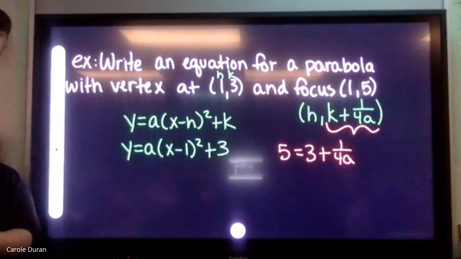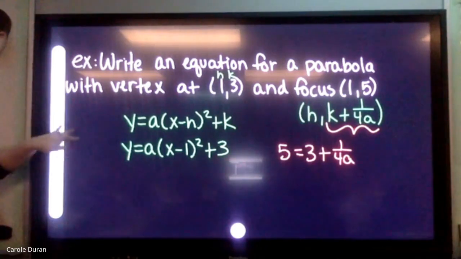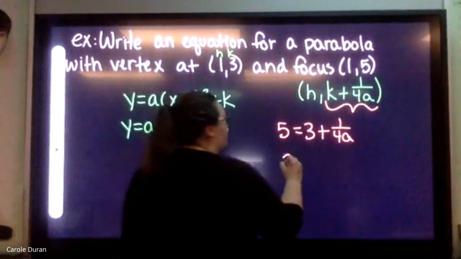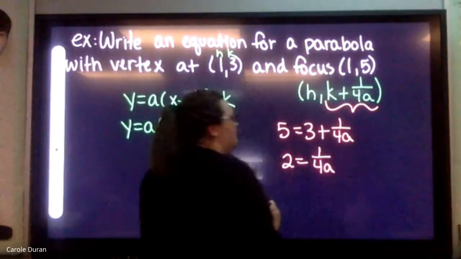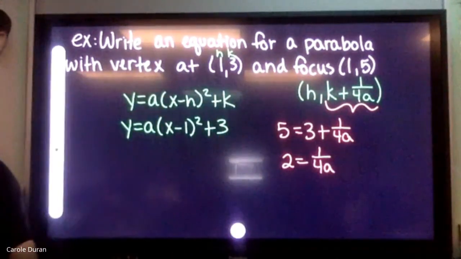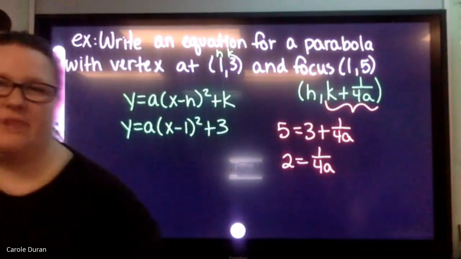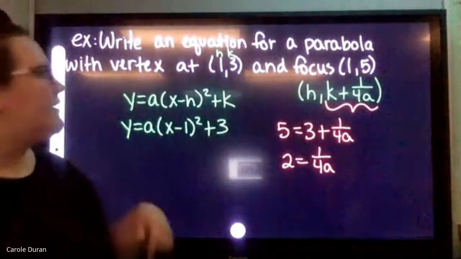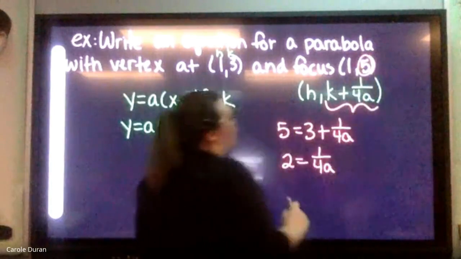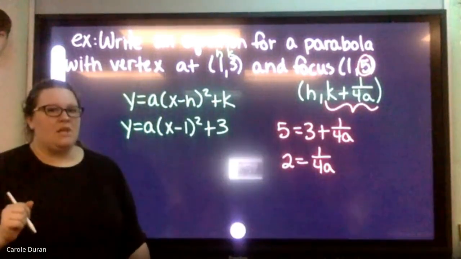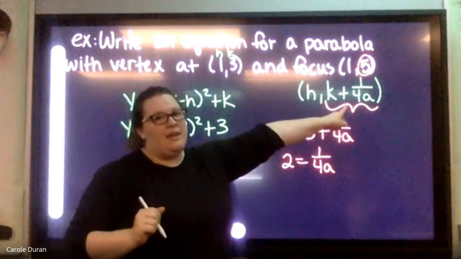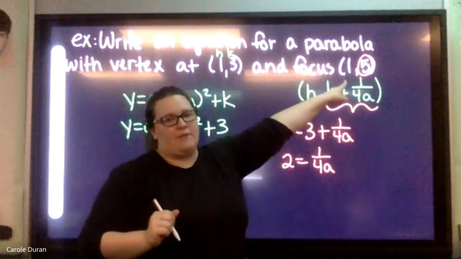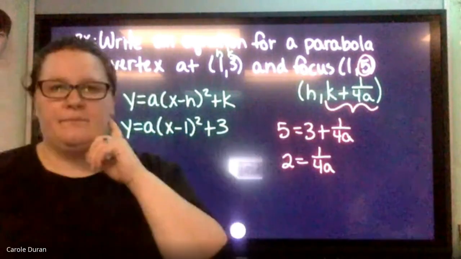What am I going to do first to isolate the a? Subtract the 3. When I do, I get 2 equals 1 over 4a. What next? I put the 5 there because that's what the y coordinate of my focus was equal to. So I took that k plus 1 over 4a and set it equal to what the actual coordinate was in the focus that they gave me. Good question.